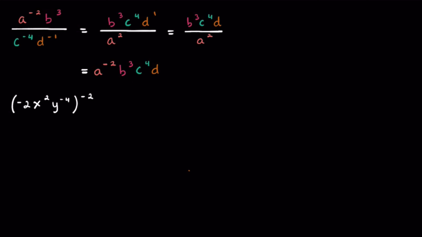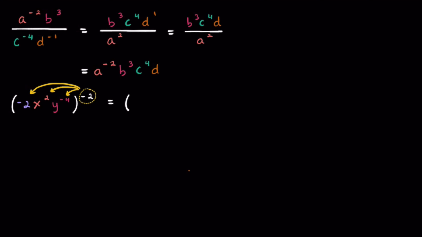For this one, we have the quantity of negative 2 times x squared times y to the negative 4th power, all raised to the negative 2nd power. So I'm going to show you how to do this example using two different methods that are probably the most popular. First one is some people just like applying this negative 2 on the outside to all 3 of these bases right away, and that's perfectly fine to do.